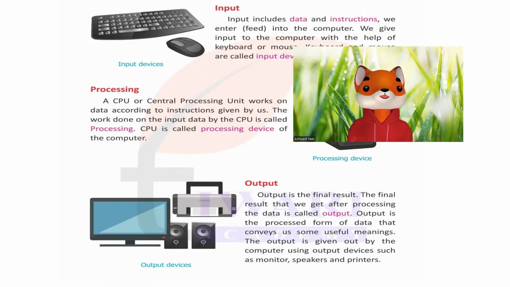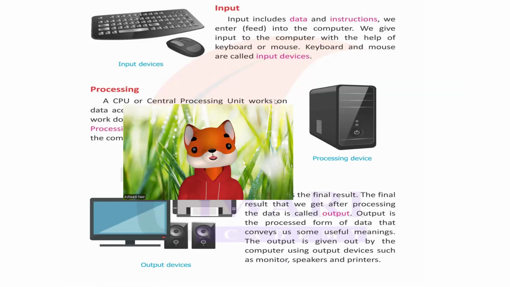Again, I will repeat: the work done on the input data, which is given from the input device, by keyboard or by mouse, by the CPU. So we are giving instructions from keyboard and mouse, and the CPU takes that instruction and processes that information. CPU is also called processing device. Very good, everyone. Again, I will repeat. Pay attention, all of you.